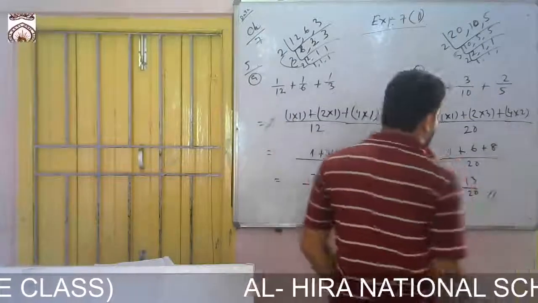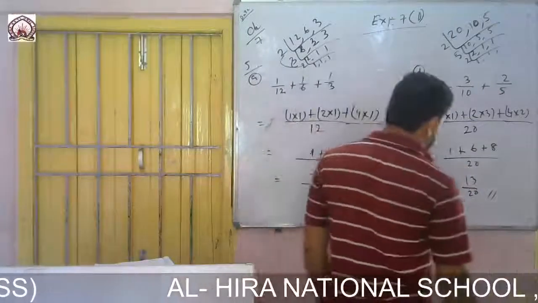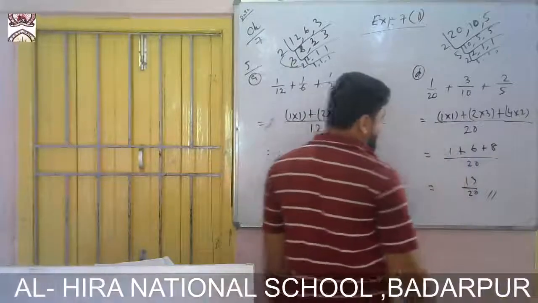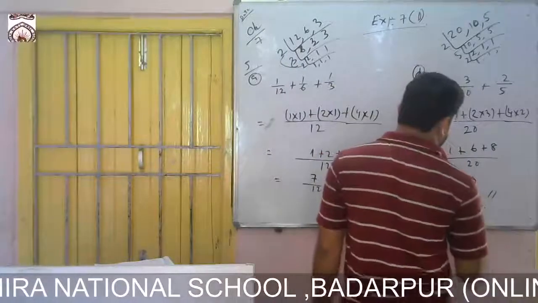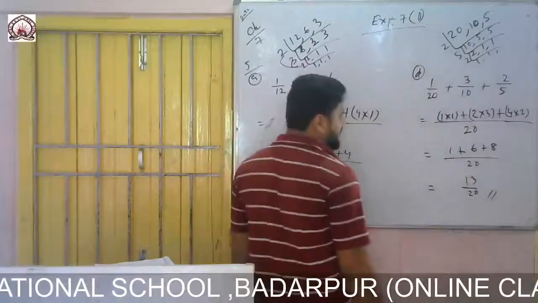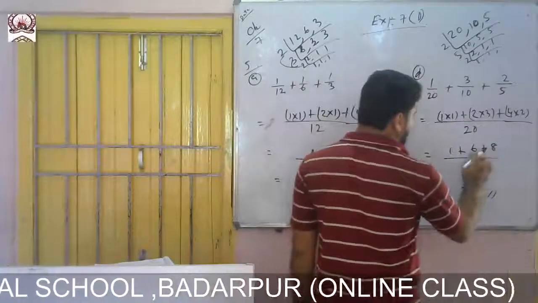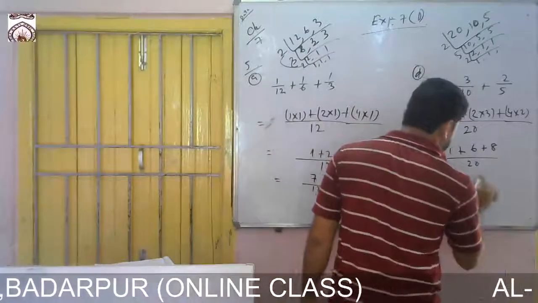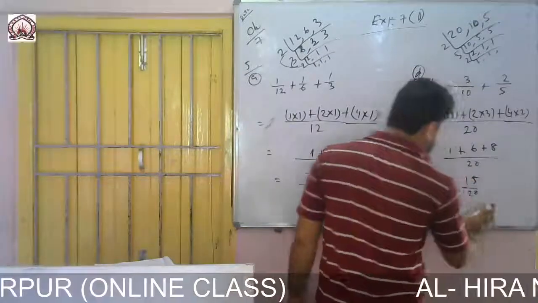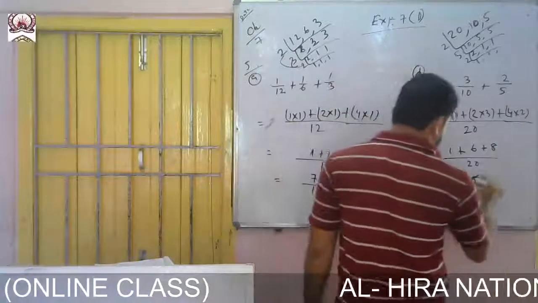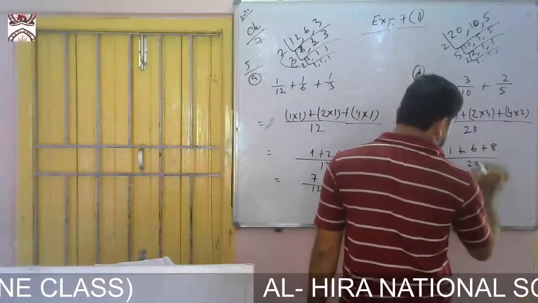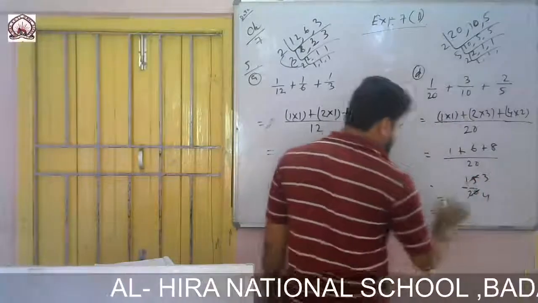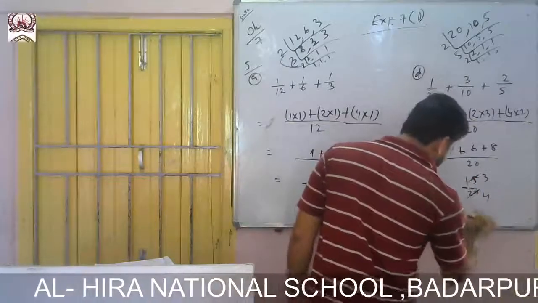So 4 into 2 is what? 8. 6 plus 1 it is what? 5. 5 plus 8, it is 15. Okay, 15. Now you can cancel. So 15 with 5, 5 3 jar 15, 5 4 jar what? 20. That is what? 3 by 4.